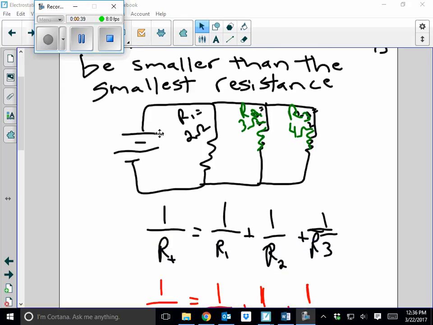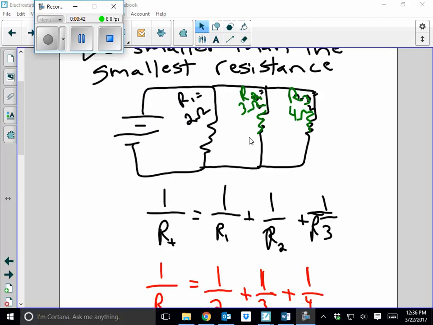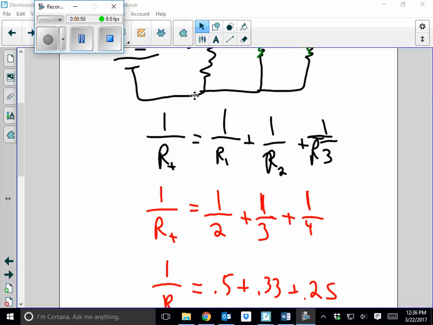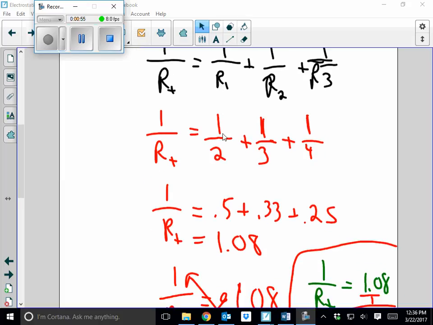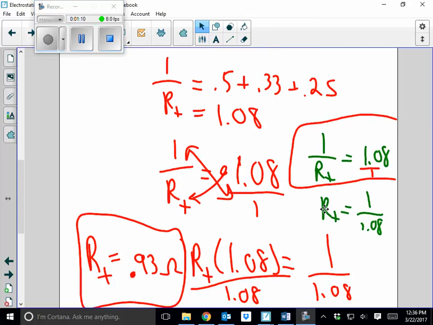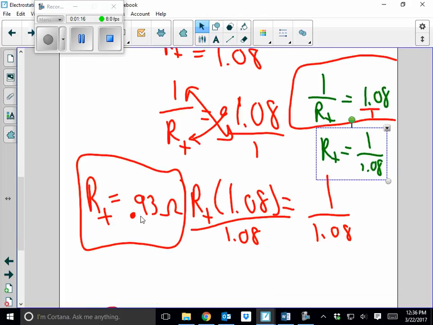In a parallel circuit, remember, electrons can take multiple paths. I have a 2 ohm resistor, a 3 ohm resistor, and a 4 ohm resistor. When I use the equation for a parallel circuit, it's 1 over total resistance equals 1 over R1 plus 1 over R2 plus 1 over R3. When I plug that in, I get 1 over total resistance equals a half plus 0.33 plus 0.25, and I get 1.08 for 1 over the total resistance. Now I have to take the reciprocal of that, so the total resistance is 1 over 1.08, and so the total resistance is 0.93 ohms.